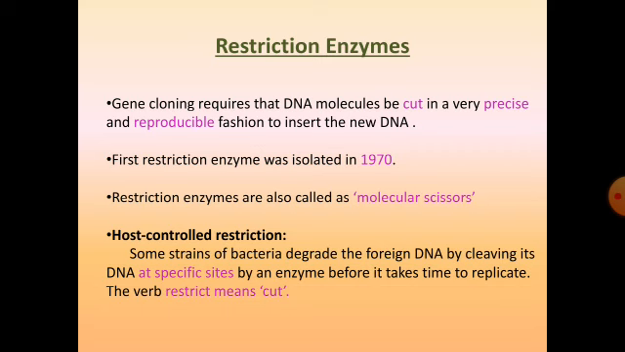Next one is restriction enzymes. The word restrict means cut. Gene cloning requires the DNA molecules to be cut in a very precise and reproducible fashion to insert the new DNA. The first restriction enzyme was isolated in 1970. Restriction enzymes are also called molecular scissors.